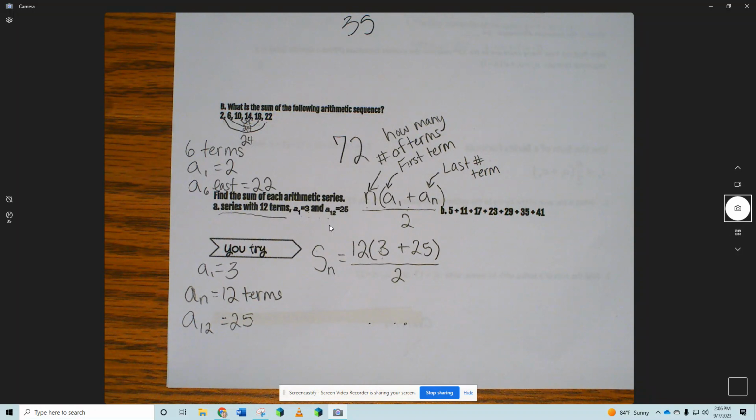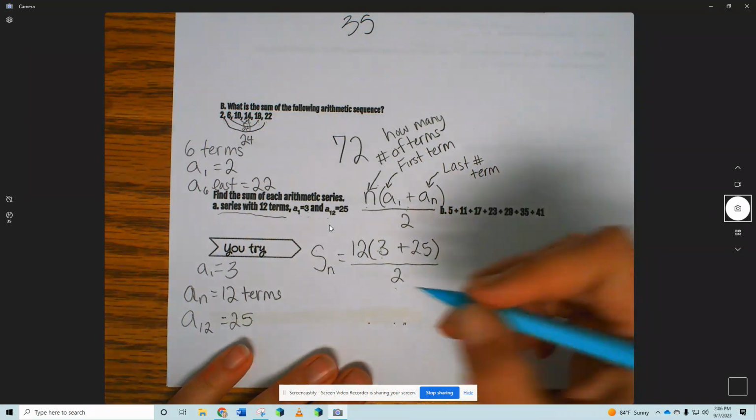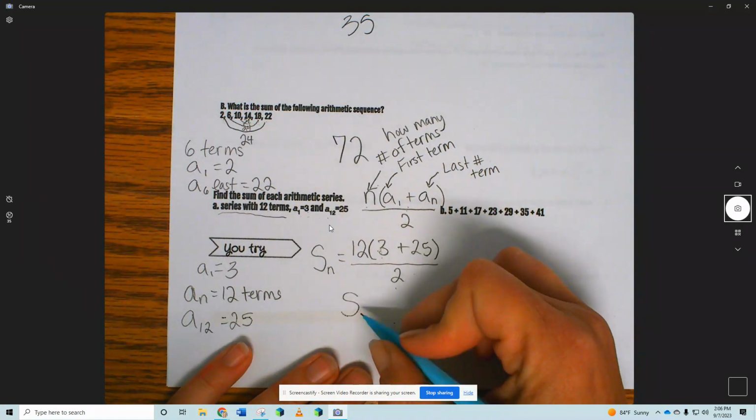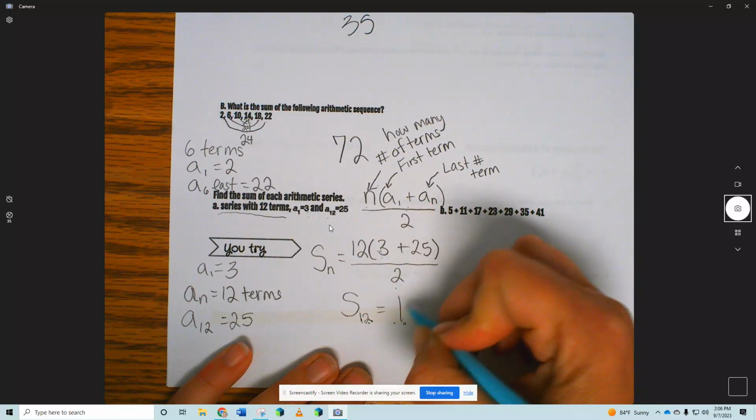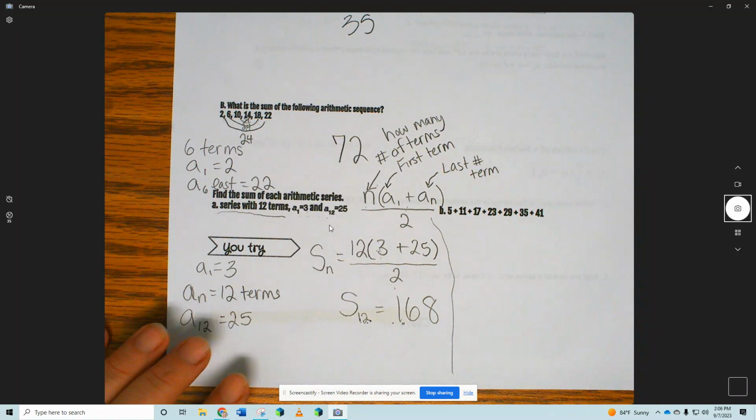What'd you guys get? 168. Do you agree with him? Yeah, it's basically 28 times 12 divided by 2. The sum of these 12 numbers is 168. All right, B.